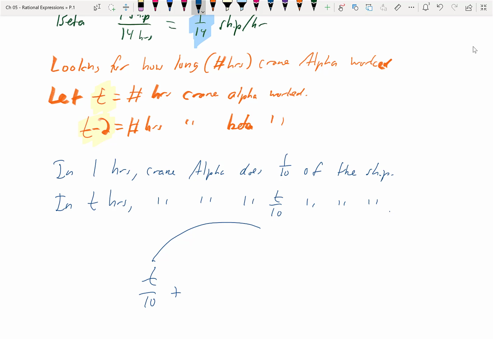Let's do the same piece for Crane Beta. How long does Crane Beta work? T minus 2. And if I take that and I plug it in, T minus 2 times 1/14 is T minus 2 over 14.